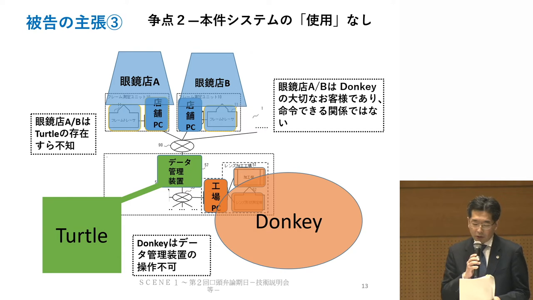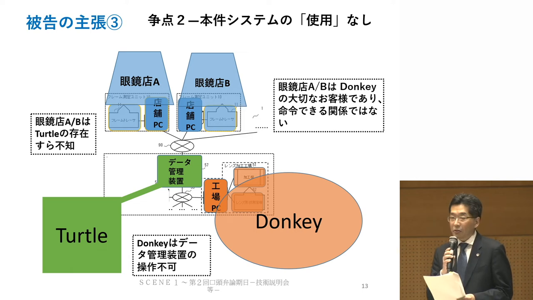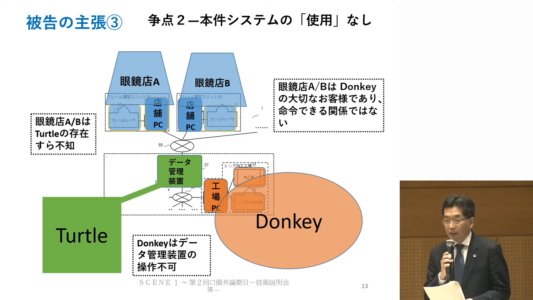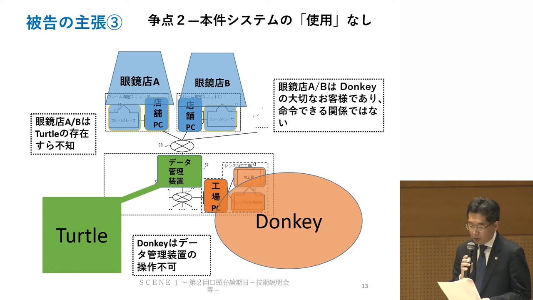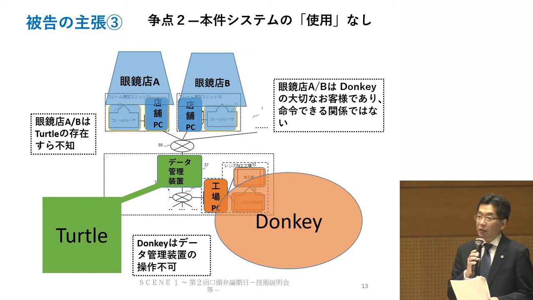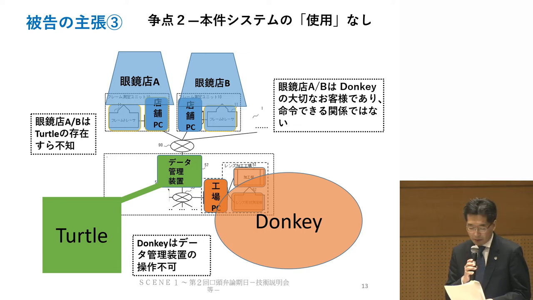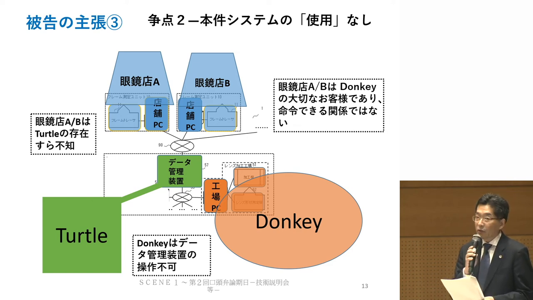In addition, Donkey pays Turtle an outsourcing fee because Turtle is the one who manages and operates the data management device. Each of the three parties is merely performing its own duties and has no intention of jointly performing any acts. It is also unreasonable to describe the situation as pawns and tools. If Donkey is the brain and Turtle is the pawn or tool, then Donkey should be able to manage and operate its own data management device. However, Donkey is unable to do so because the system was designed and developed by Turtle.